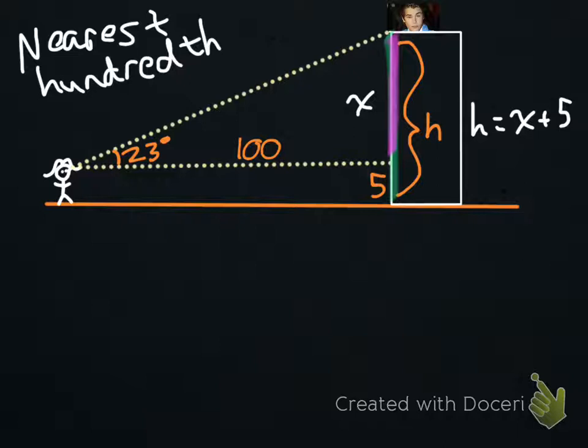If it's a multiple choice test and your options are all in decimal form, whether it says nearest hundredth or not, that means you're going to need to use a calculator, right? So those are kind of your clues as to what you're going to have to do there.